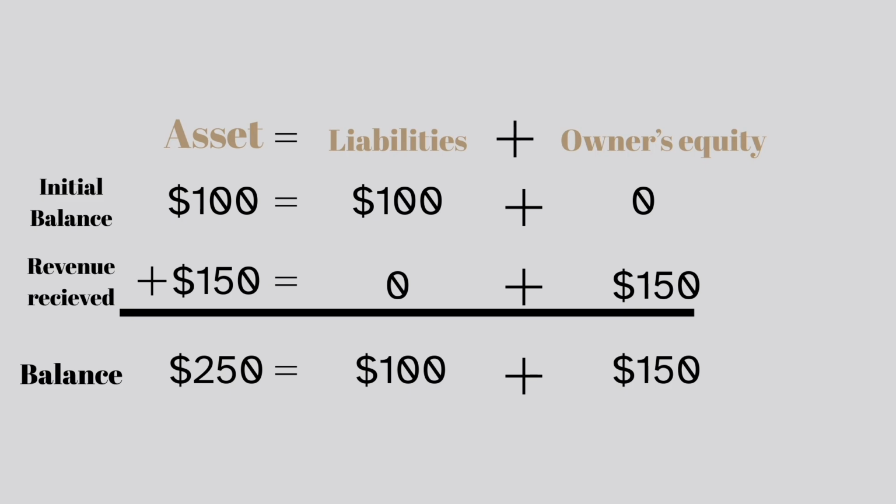Then our liability, we still owe 100 naira. And now if we take 100 naira out of 250 naira, what is left for the owner's equity? That is 150 naira. You can see now that our equation balances on both sides. We have 250 on the side of the assets and 250 on the side of liabilities and equity.